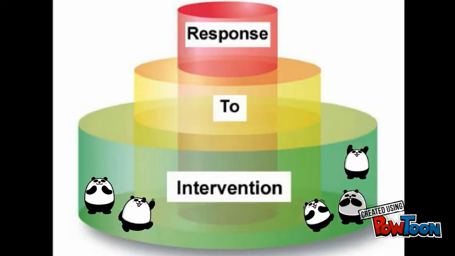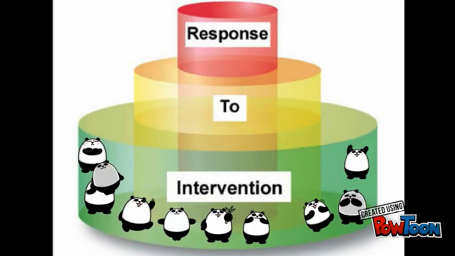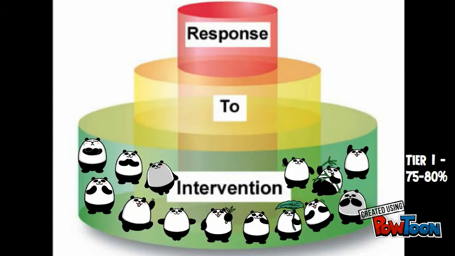Green represents our Tier 1 instruction or intervention. That's designed for 75 to 80% of our classroom. Those are things like high-quality classroom management plans, high-quality literacy instruction, really those things that are designed for academics and behavior to work for the majority of the class.